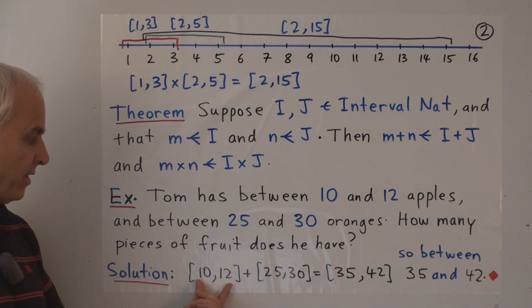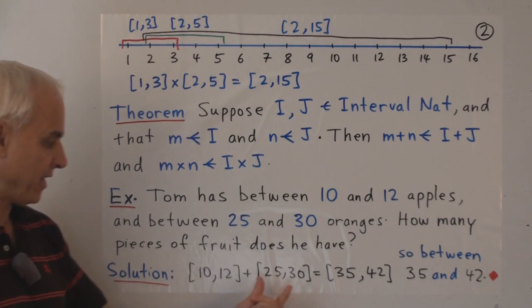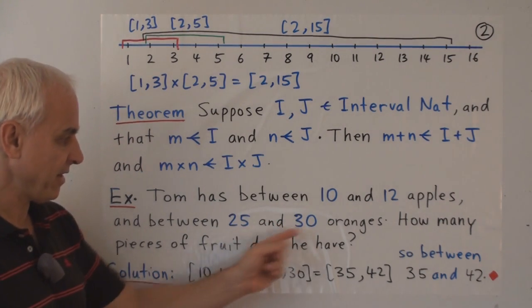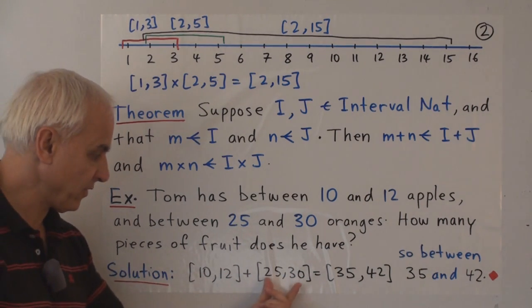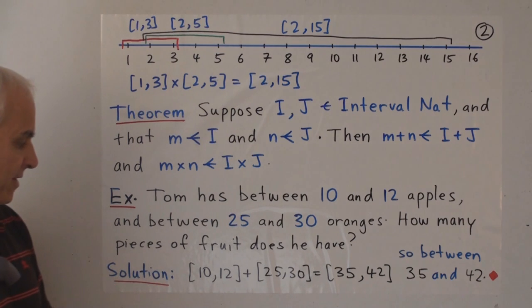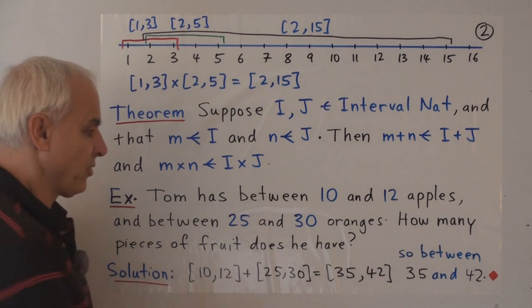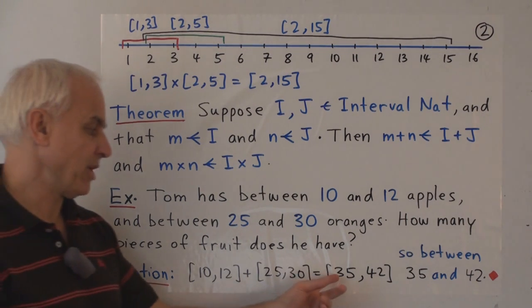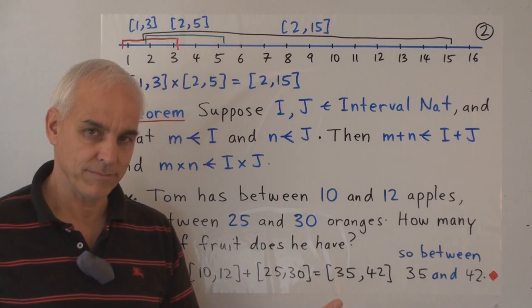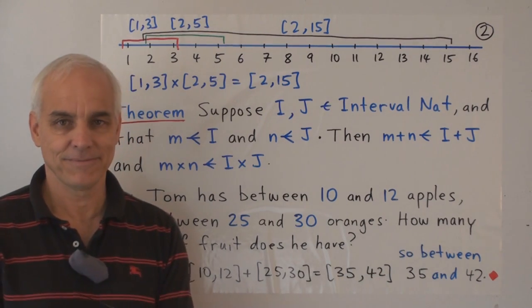Well, the interval 10, 12 represents the quantity of apples that he has. The interval 25, 30 represents the number of oranges he has. If we add these two intervals using interval arithmetic, we get 10 plus 25 is 35, 12 plus 30 is 42. And so the total number of fruit that he has is somewhere between 35 and 42. That's sort of the minimum possible, and that's the maximum possible.